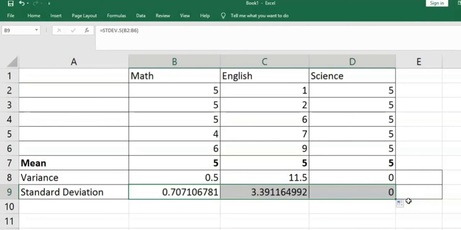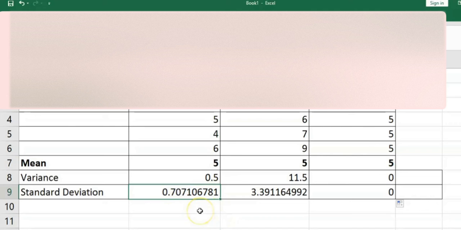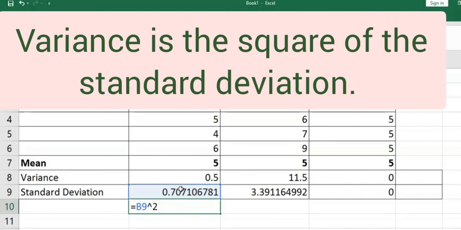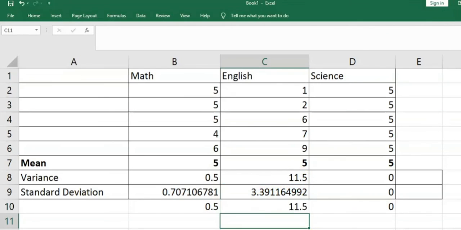Now, standard deviation and variance are related to each other. The standard deviation is in fact the square root of the variance. That is, if I am going to square this, I am going to raise this to 2, I am going to get the variance. So as you can see, if we square this value, you will get 11.5.